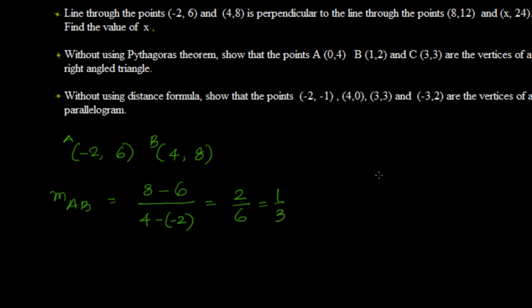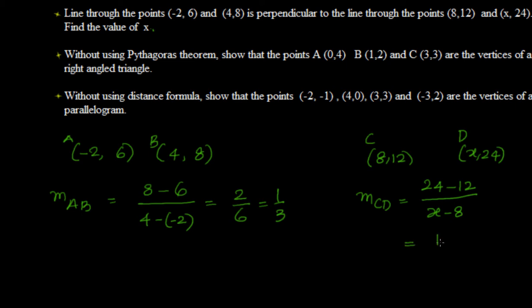Now we have the other 2 points. Let us say those points are C and D. We know C equals (8, 12) and D equals (x, 24). Now m of CD, according to the formula, is nothing but delta y by delta x, that is 24 minus 12 by x minus 8, that is equal to 12 by x minus 8.